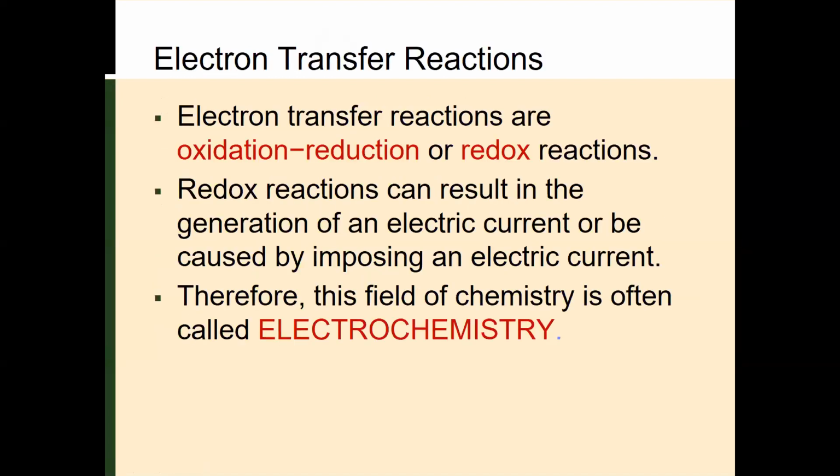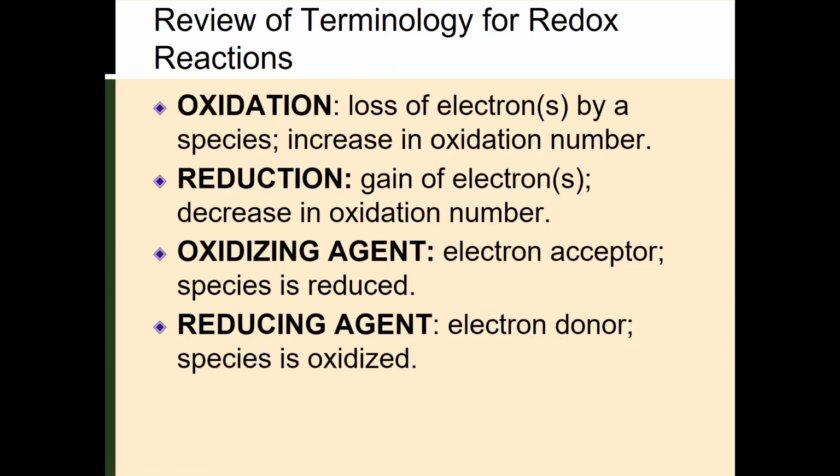Okay, just a little bit of a review. Electron transfer reactions are called oxidation reduction or redox reactions. They can actually generate an electric current, so we can separate that out. We'll talk about that a little bit. And because we can produce electricity, this is the field of chemistry called electrochemistry.